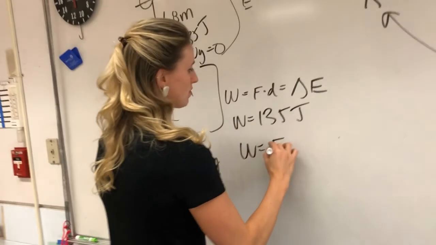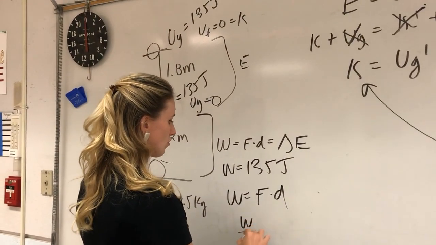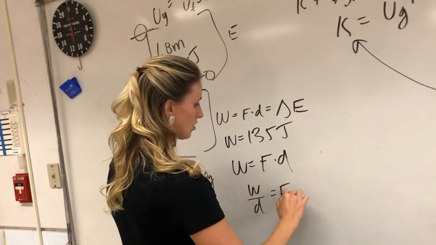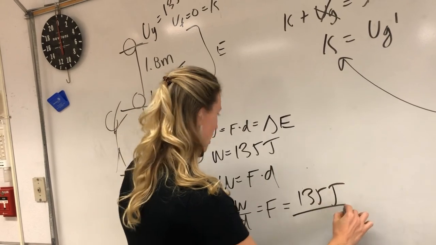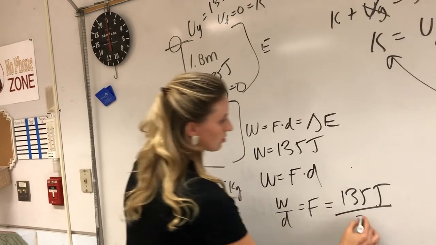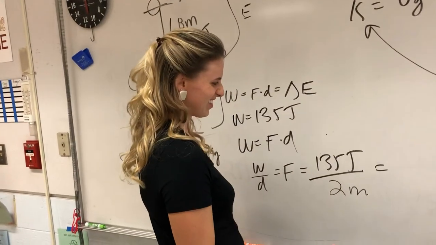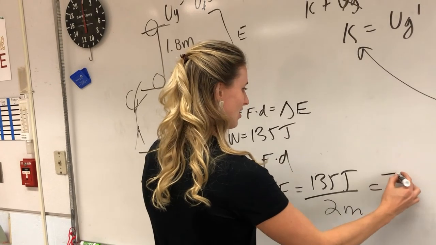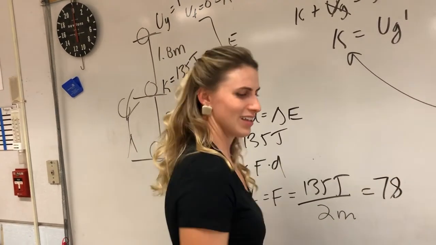So work is force times distance, like we just said. And so work divided by distance equals force. My work is 135 joules, and we're talking about the average force over this distance, 2 meters. What is that, Mr. Boykin? Half of 13 is 7.5 plus 2. That's going to be around 78 joules.